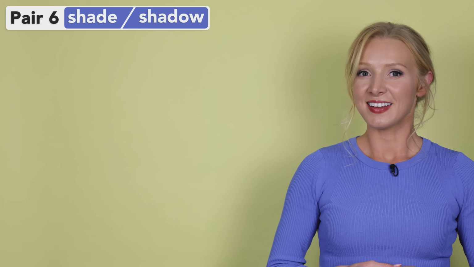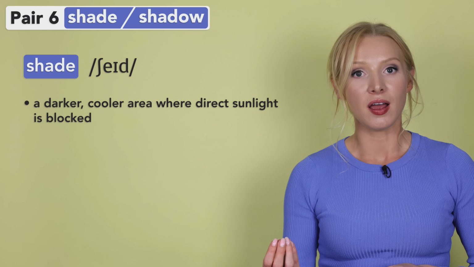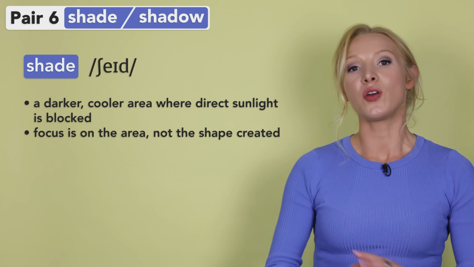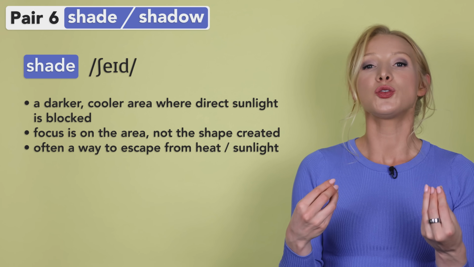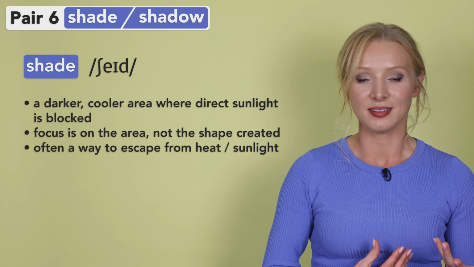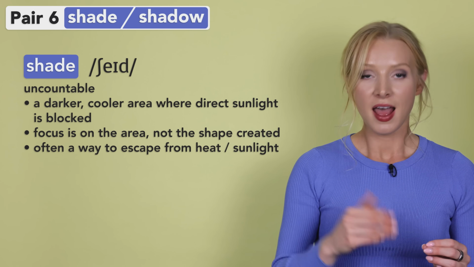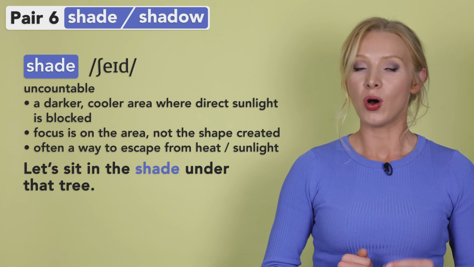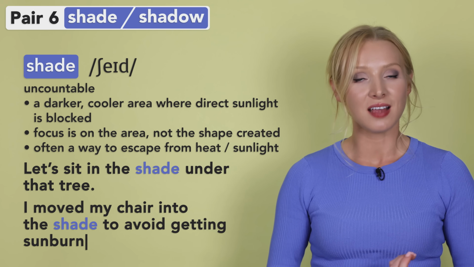Okay, our final pair, number 6, is shade versus shadow. Quite tricky. Shade is a darker, cooler area where direct sunlight is blocked. The focus is on the area, not the shape created, and we often talk about shade as a way to escape the heat or sunlight. Shade is uncountable. Some examples: let's sit in the shade under that tree. Or, I moved my chair into the shade to avoid getting sunburnt.